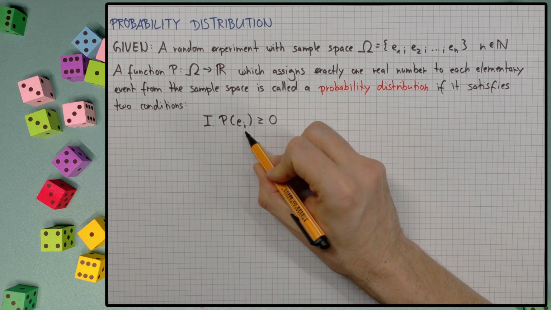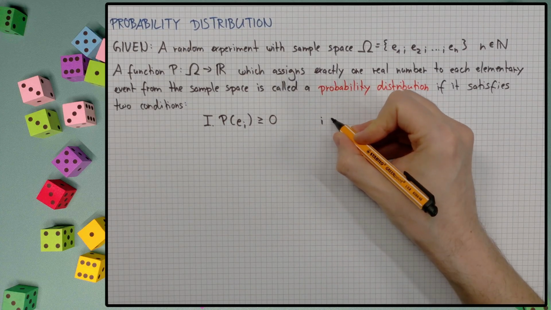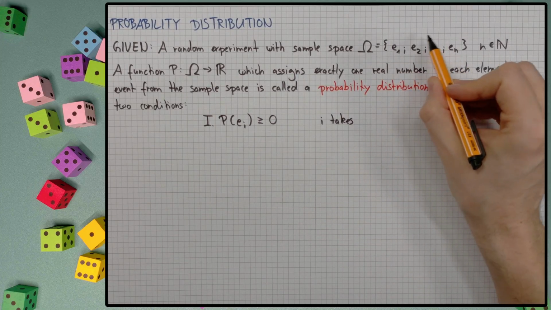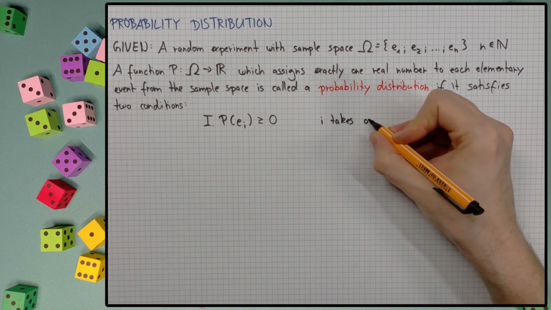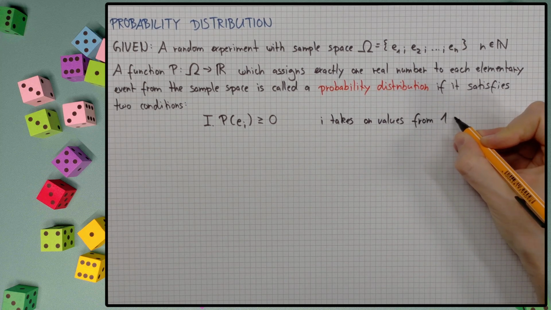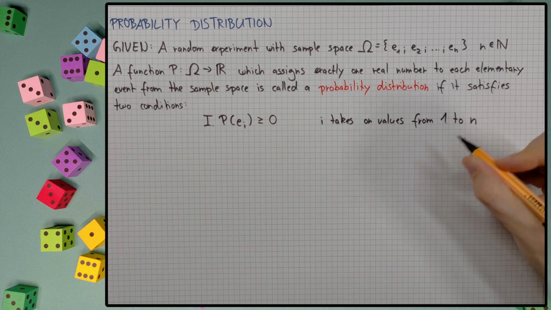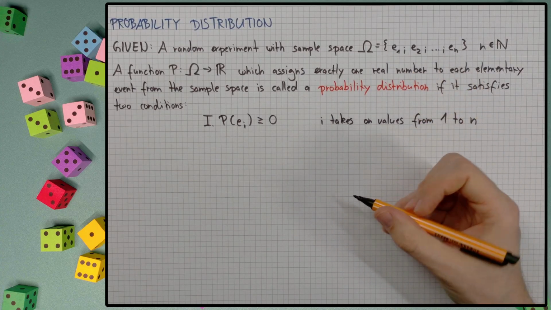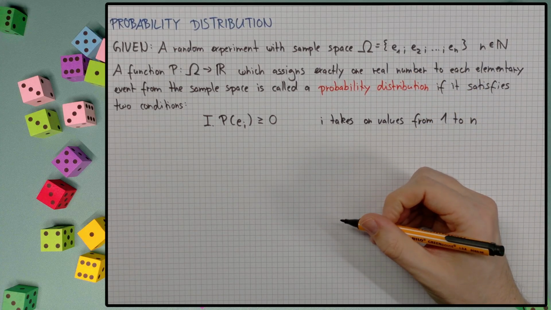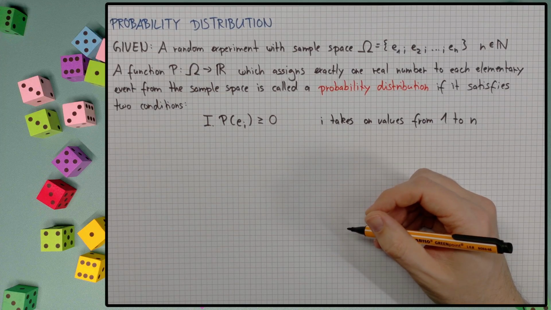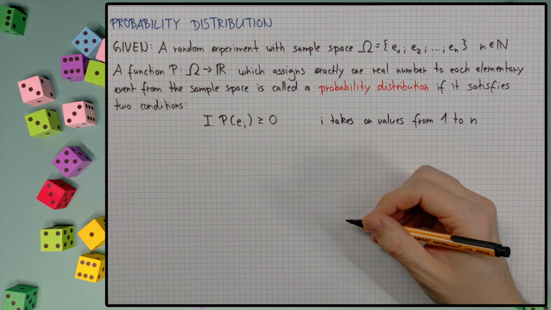So what about this letter I? The idea is that I takes on all the house numbers, all the values that we need, all the way from the first one to the last one. For every single elementary event that is possible or impossible, we need P to give us a number that is either 0 or larger.